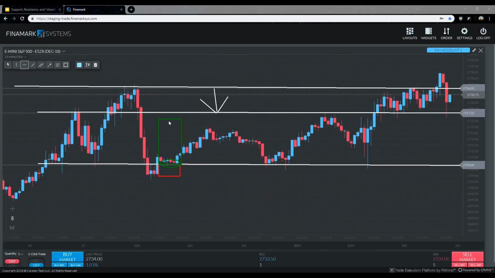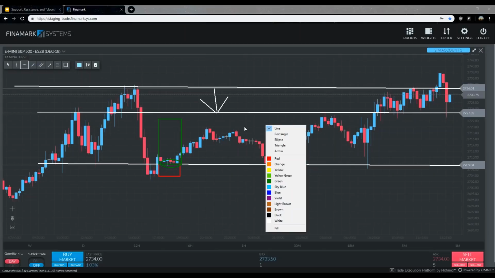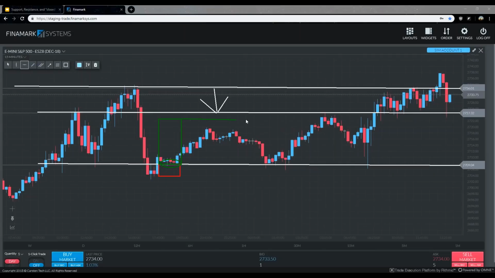But the reason why I drew my take profit location, my green box here, to the point that I did, you'll notice that as we go to the right and the left here, this is an area in the market that is a little bit away from my anticipated area of resistance.